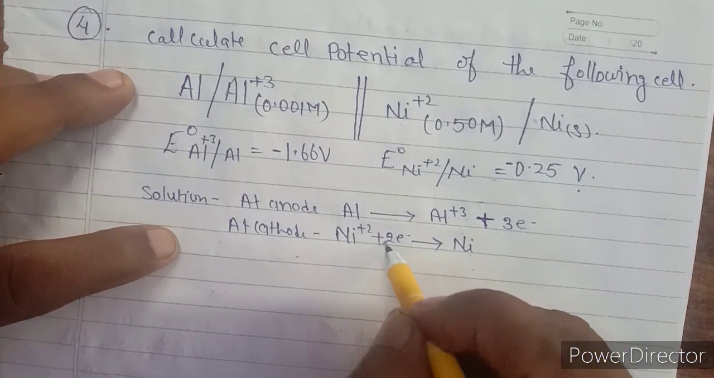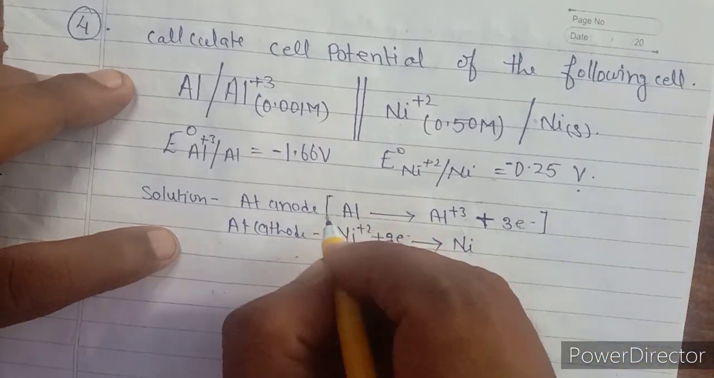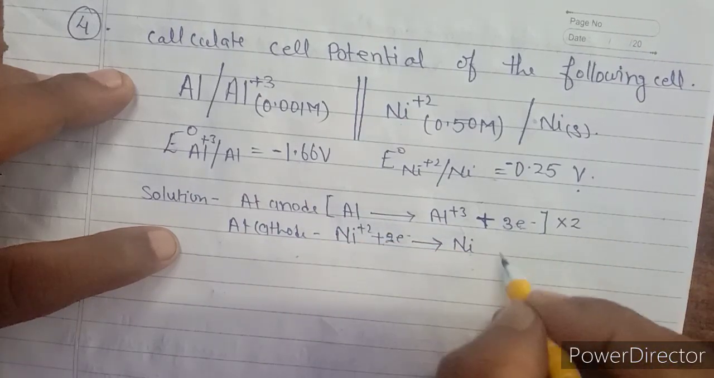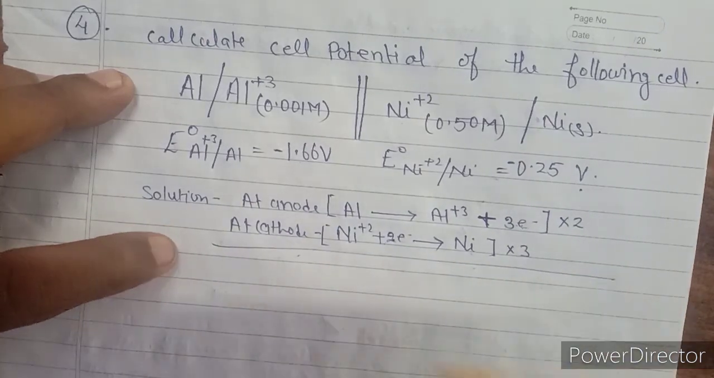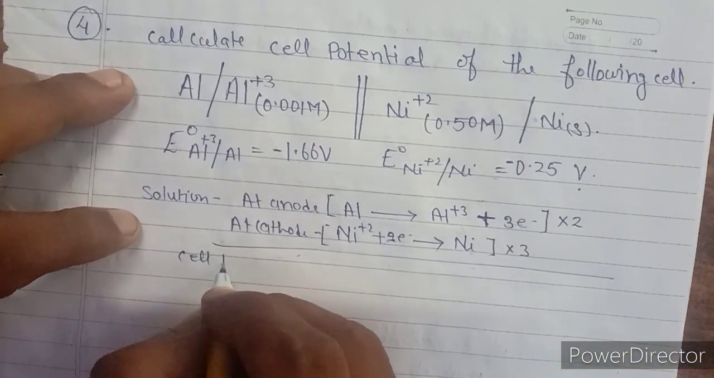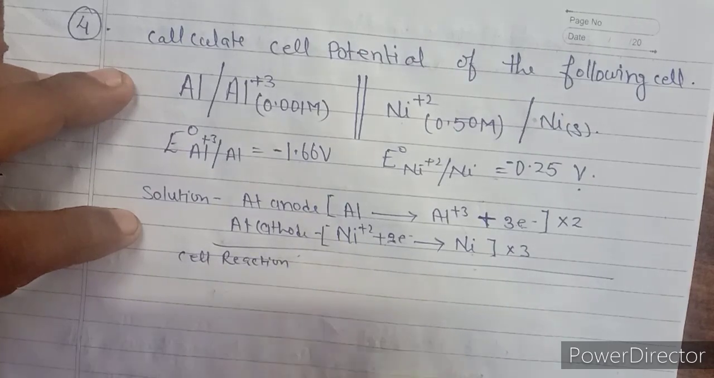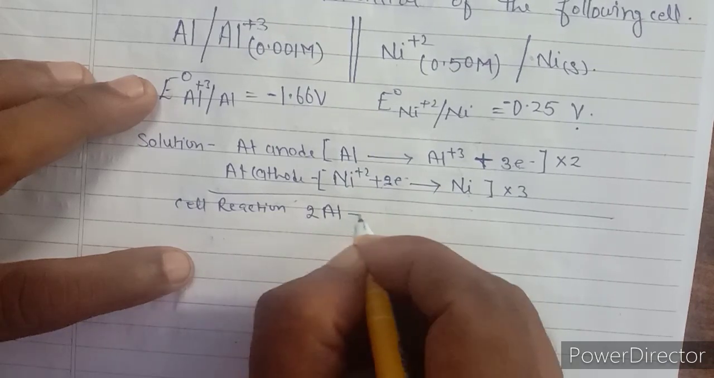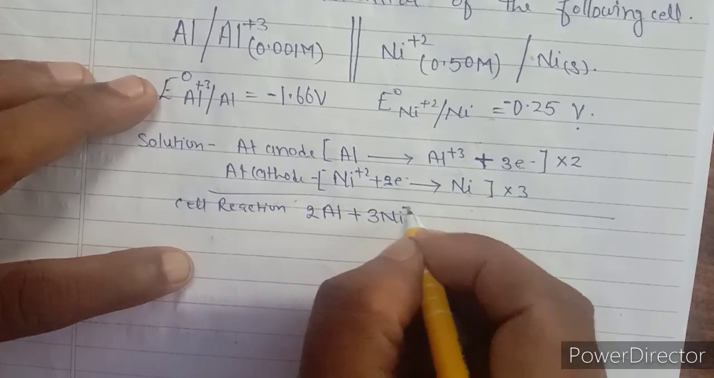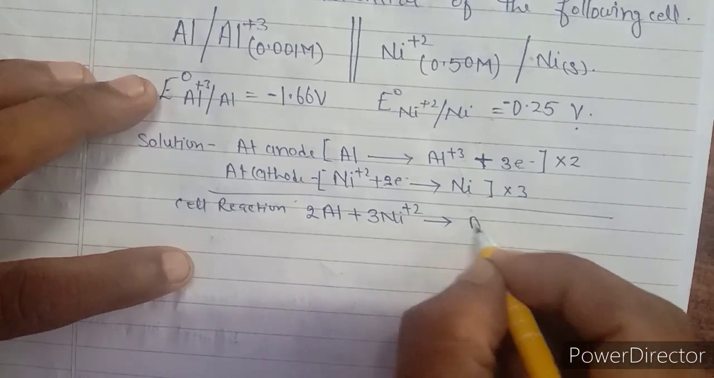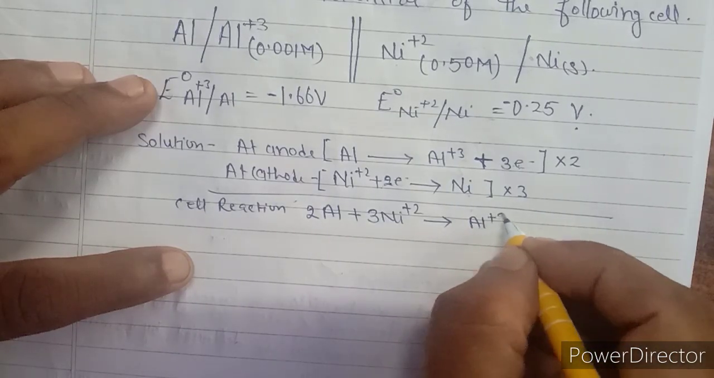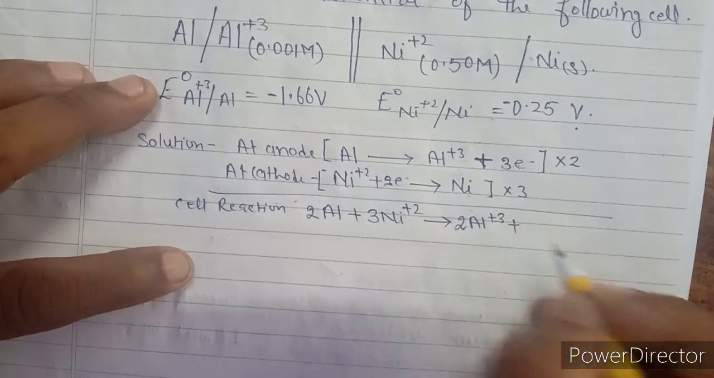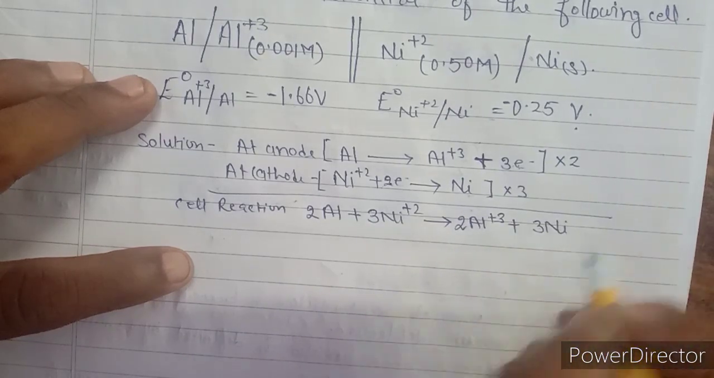You see here the numbers of electrons differ in the two half equations, so you multiply here by 2 and in this equation you multiply by 3 and add them. Then the overall cell reaction is obtained. This is the cell reaction obtained here: 2 Al plus 3 Ni 2+ gives 2 Al 3+ plus 3 Ni.